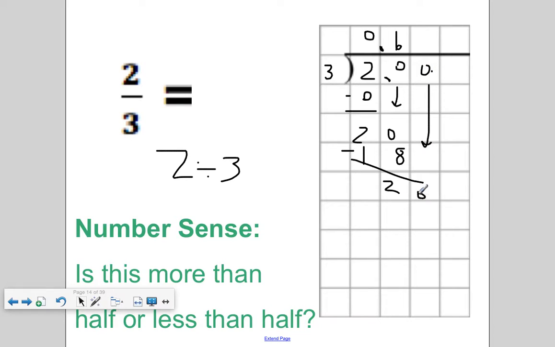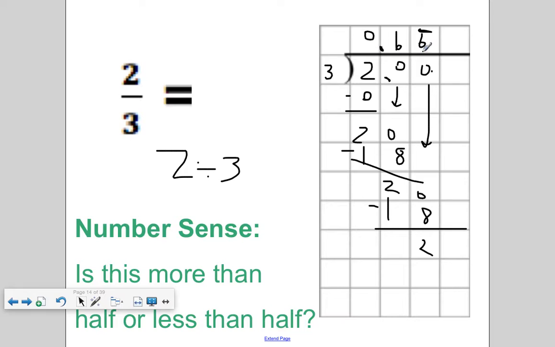How many groups of 3 go into 20? 6 times, which is 18. I almost feel like it's deja vu. Wait, it's repeating again. So what number is repeating over and over? The 6. So I'll put a repeating bar over the 6. 0.6600, but it keeps repeating here, 6666.